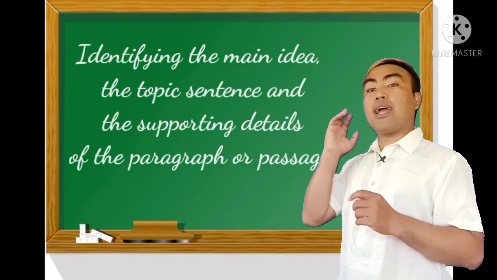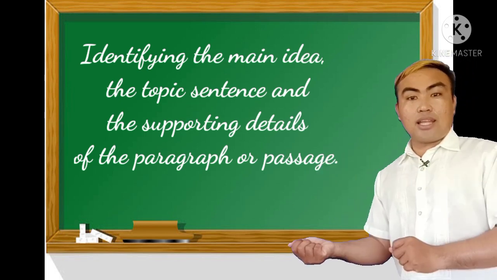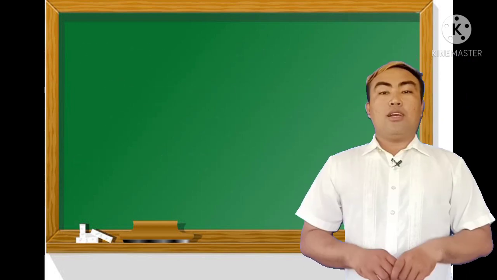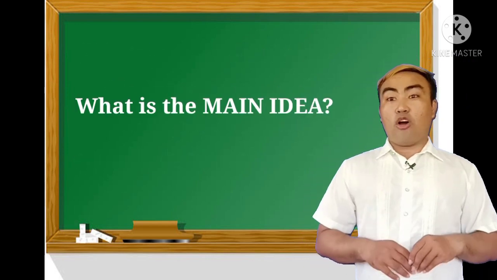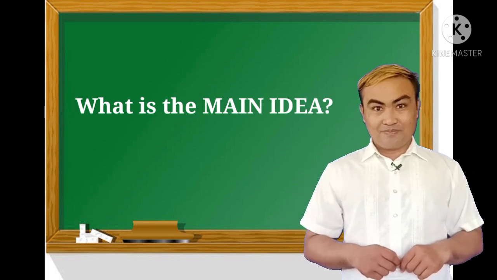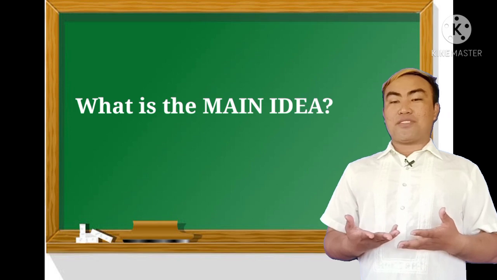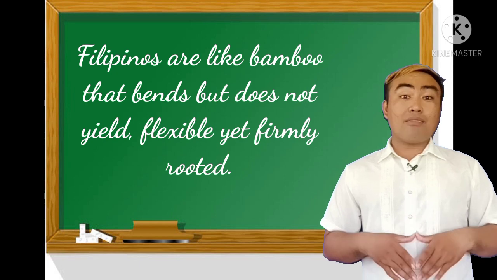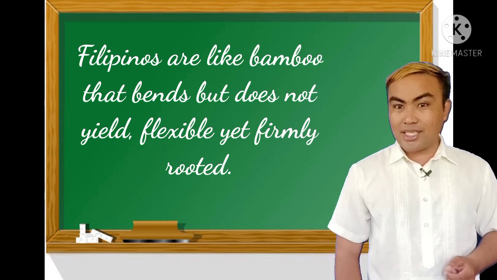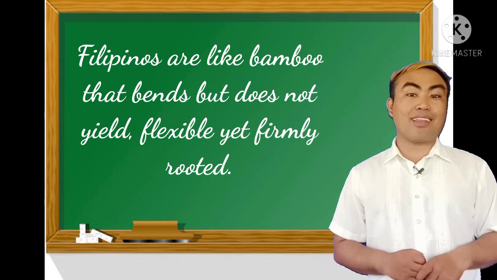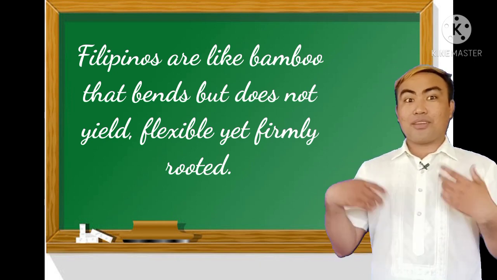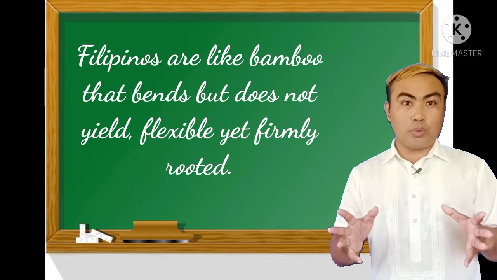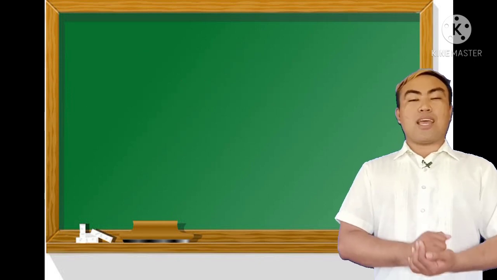Okay, let's identify the main idea, the topic sentence, and the supporting details from the passage that you read. So, what is the main idea of the whole passage? Yes, the paragraphs in the passage tell us that Filipinos are like bamboo that bends but does not yield, flexible yet firmly rooted. That qualifies the bamboo tree. Now, the topic sentence of the third paragraph.